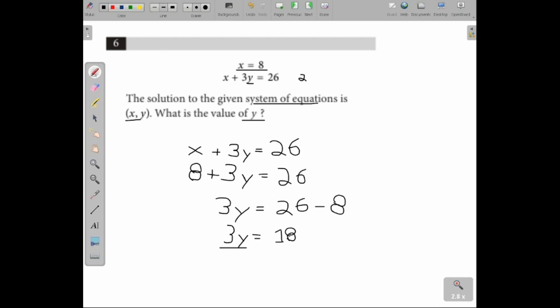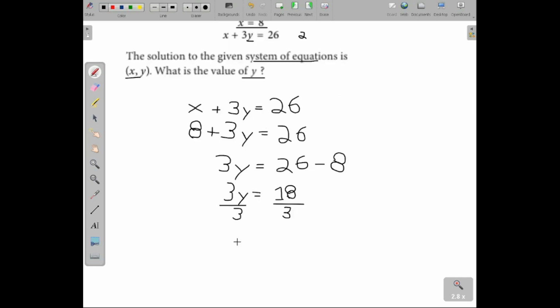And finally, we can divide both terms by 3 to get rid of this 3. And it will become 1. 1 times y is equal to y. And 18 divided by 3 is 6. The value of y is 6.